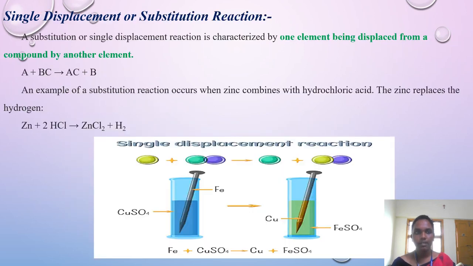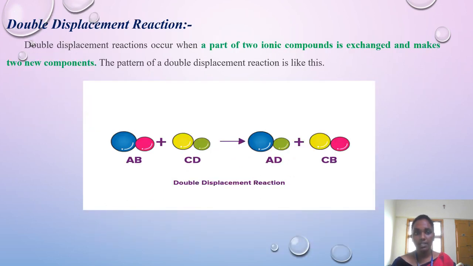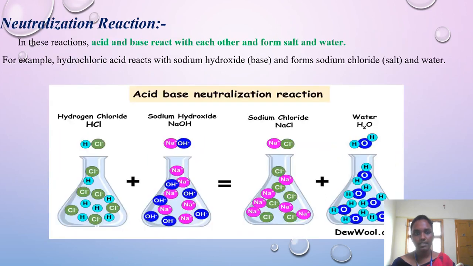And next, single displacement or substitution reaction. In this reaction, one element is replaced by another in a compound. For example, zinc reacts with hydrochloric acid to give zinc chloride plus hydrogen gas. A double displacement reaction occurs when parts of two ionic compounds exchange to form new compounds. That is, AB is one compound and CD is another compound. They both undergo reaction and form AD plus CB.